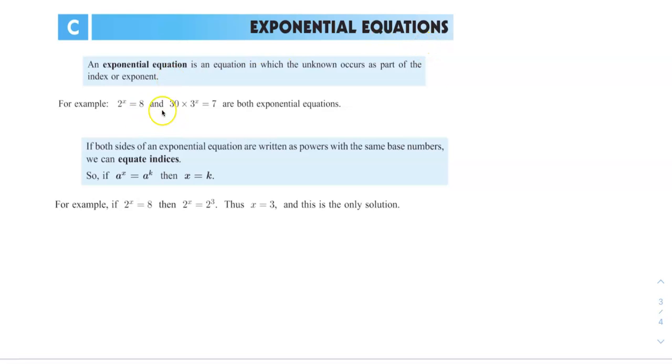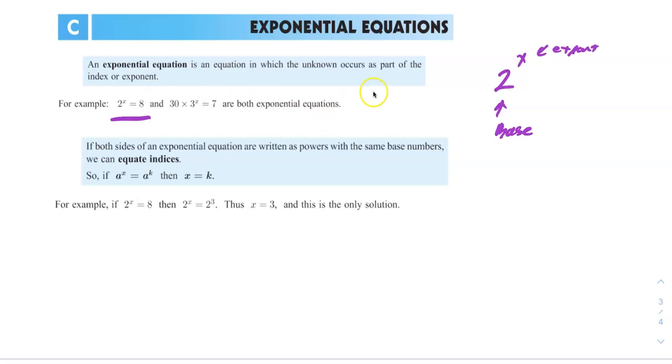Exponential equations. An exponential equation is an equation where the unknown or the variable is part of the index or the exponent. So like this, right? So our exponent right there is a variable that makes it an exponential equation. Right? Exponents in general, when you have something like this, that number right there is called the base. This is called the exponent.